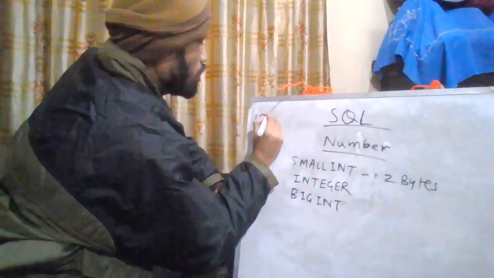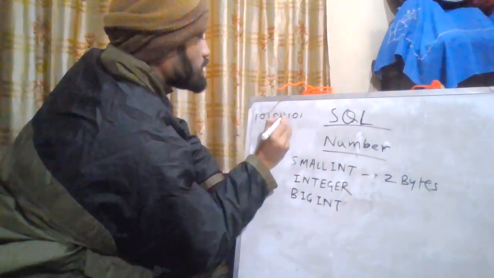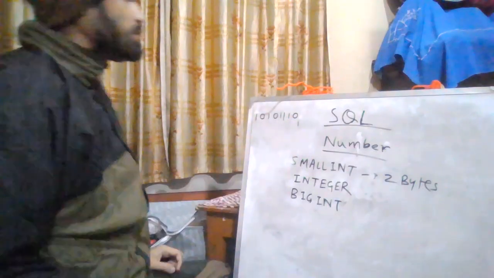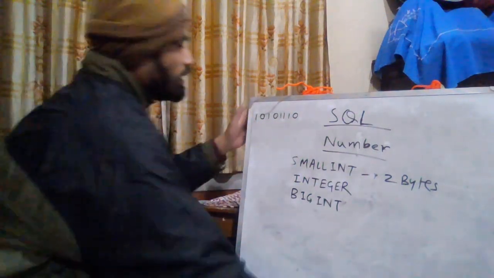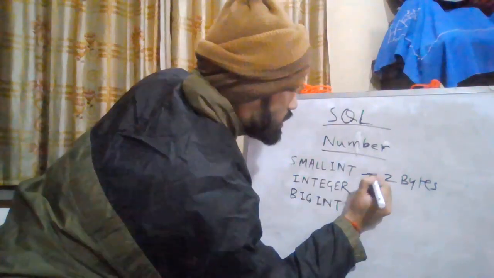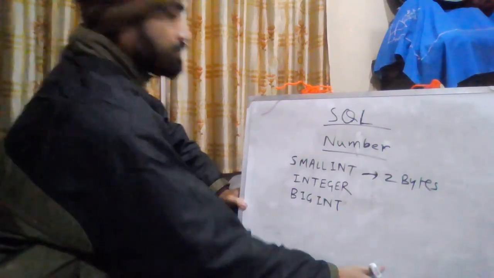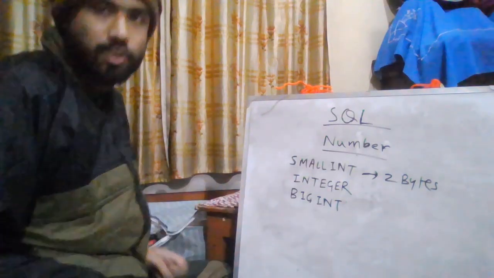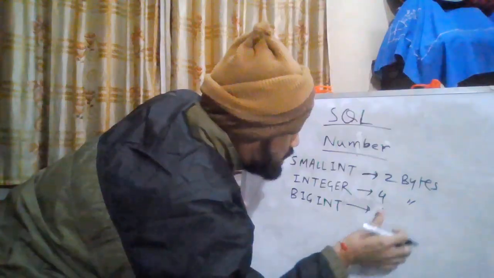For example, 1 0 1 0 1 1 1 0, that is 1 2 3 4 5 6 7 8. This is a number. This is 1 byte. So 8 bits equals 1 byte, and small int can hold 2 bytes of data. Integer can hold 4 bytes of data, and big int can hold 8 bytes of data.